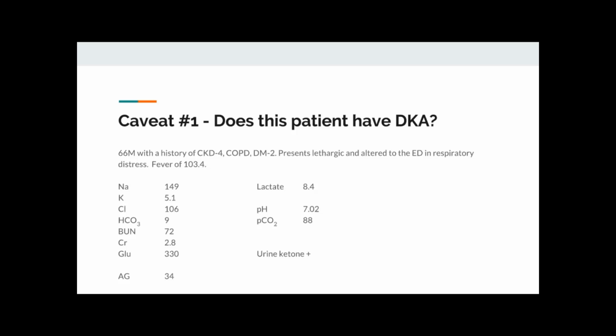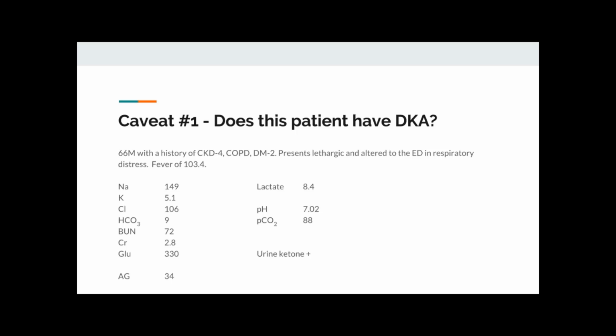Let's take a look at this patient, okay? So I wish this was bigger. So I'll read it out. So this is a 66-year-old male. He has a history of CKD4, COPD, type 2 diabetes. He comes in lethargic. He's altered to the emergency room. He's in respiratory distress. He has a fever of 103.4. These are his labs, okay?